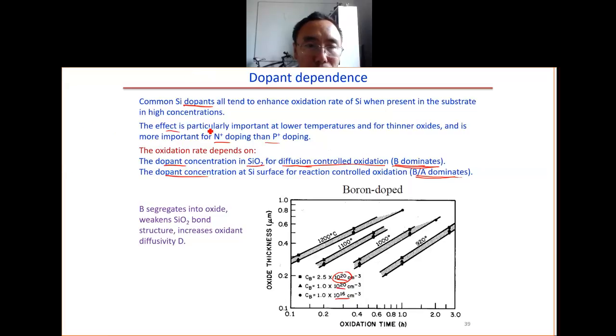For the case of this B term, I said that the boron will segregate into the oxide and it will weaken the silicon oxide bond structure. This will increase the oxidant diffusivity through the oxide. Okay, thank you.